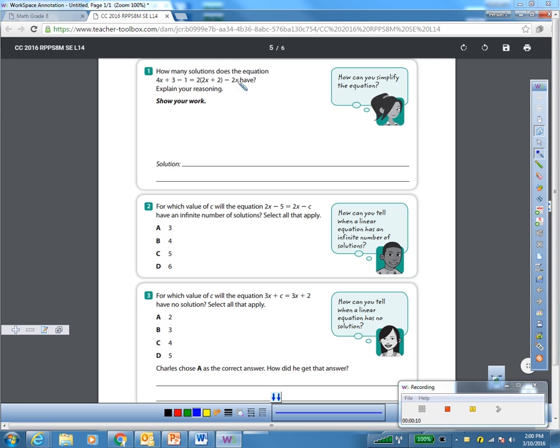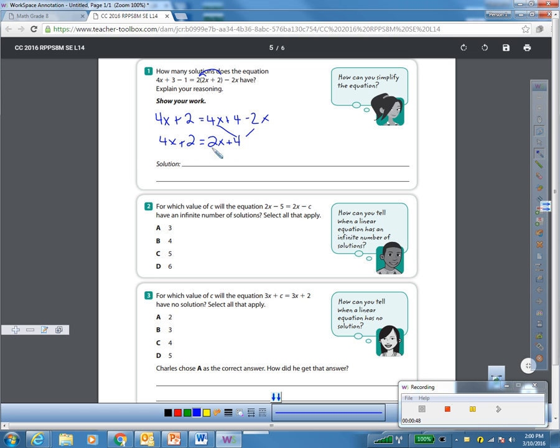Alright, so how many solutions does the equation have? Looking at this equation, we have to do a little distributing first and some simplifying. On this side I have 4x, and if I combine my 3 minus 1, it gives me 2. And then over here I have 4x. 2 times 2 gives me 4 minus 2x. Okay, so a little more combining here. And then let's see, I have 2x plus 4. Okay, so I combine my x's over here.